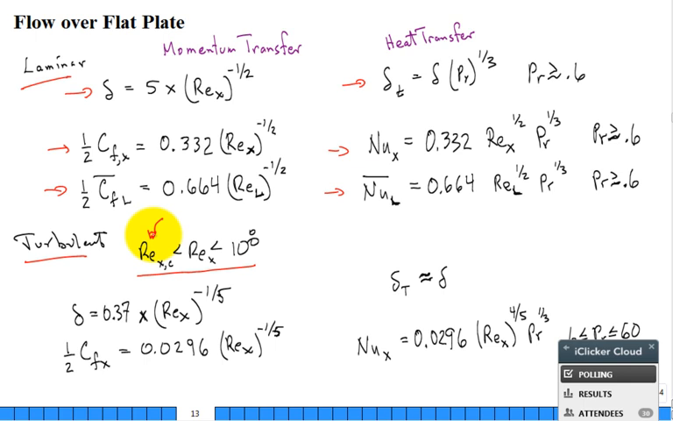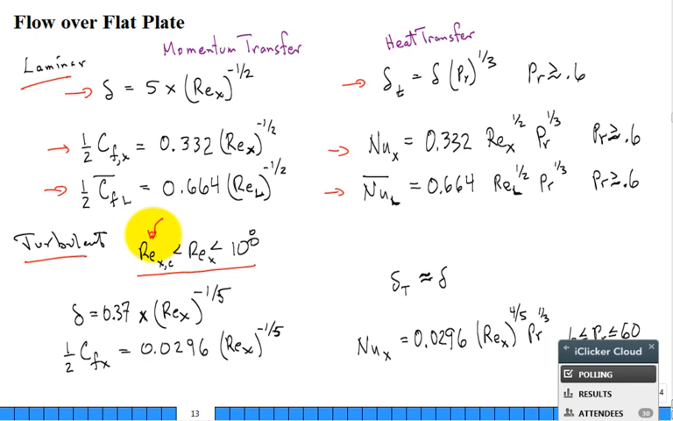500,000, exactly. How many students will put down 2,300 for the critical Reynolds number for flow over a flat plate? What are they thinking of when they put down 2,300? Pipe flow. You've just got 500,000 and 2,300. Some people round off to 2,100 or 2,000. I'm not going to argue about that. It's 2,300, easy to remember. For pipe flow, 2,300, or 500,000 for flow over a flat plate.